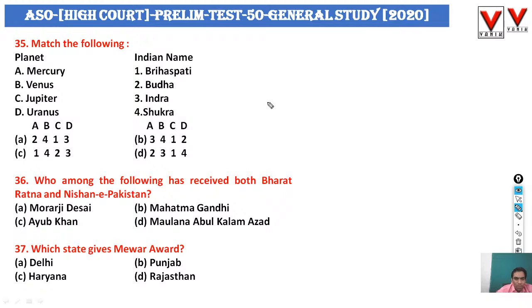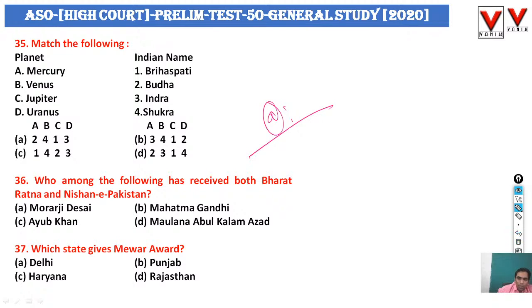Question number 36 is talking about who among the following has received both Bharat Ratna and Nishan-e-Pakistan. Bharat Ratna is the highest civilian award given by the Indian government, and Nishan-e-Pakistan is the highest civilian award given by the Pakistani government. Both awards were received by our former Prime Minister Morarji Desai. So the right answer is A.